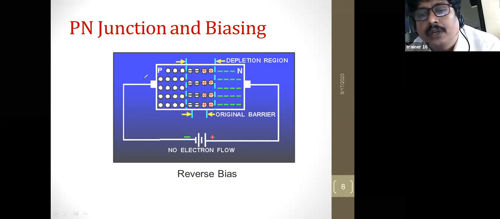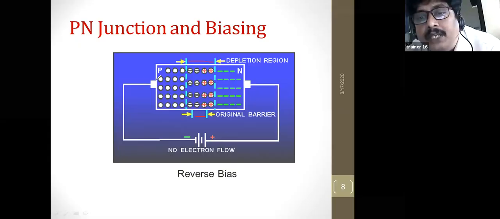So now see here the P-type semiconductor is connected to the negative and N-type is connected to the positive. This is the original barrier and this is after reverse bias. This is the depletion layer, the width is increasing. In the previous case the flow of electrons is there, so thereby the width of the barrier decreases. But here the width of the barrier increases. Why? Because there is no movement of electrons. There is no flow of electrons.